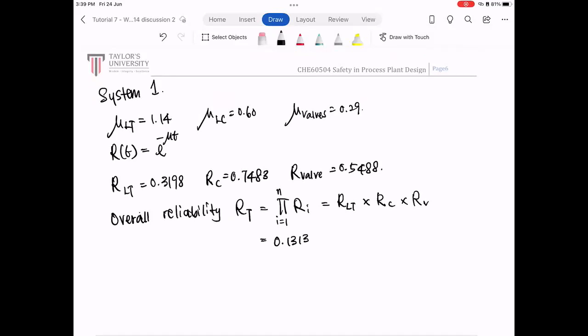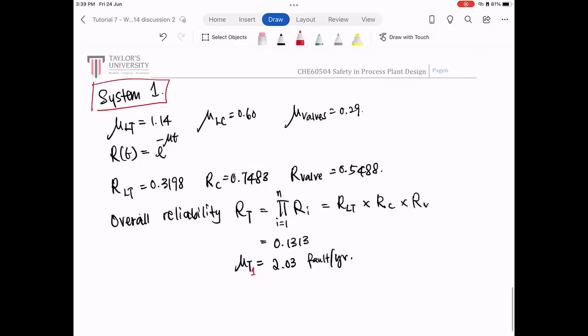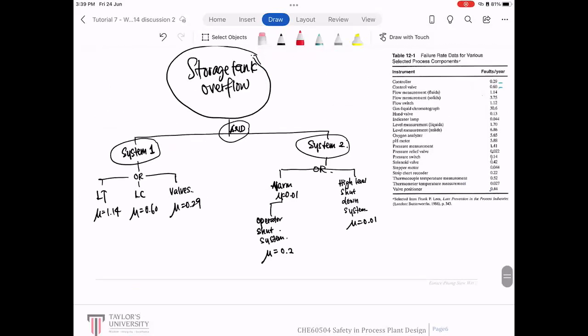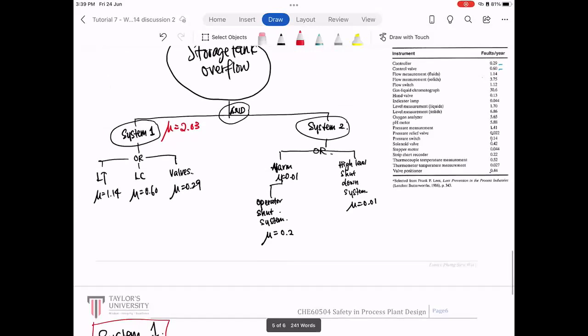So we want to know the mu here. Okay, mu total for this system is 2.03 faults per year for system 1. Let me put a different color. Okay, so for system 1, this mu here is 2.03. So let's take a look at system 2.